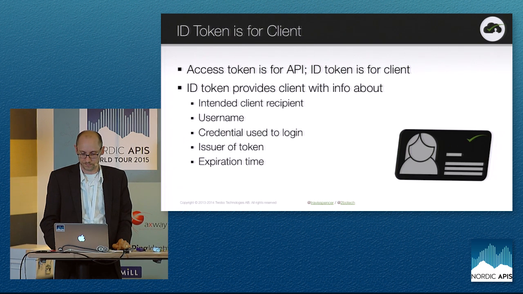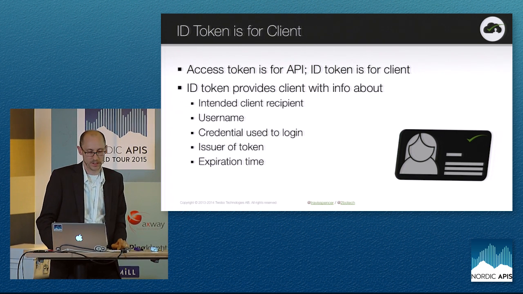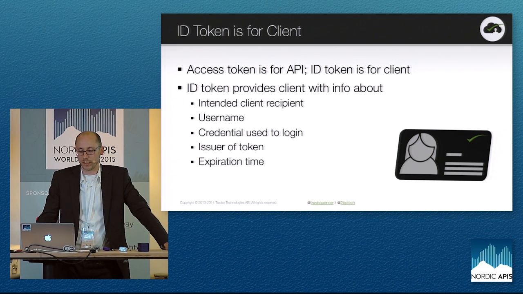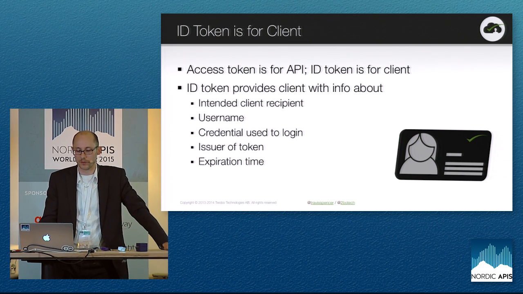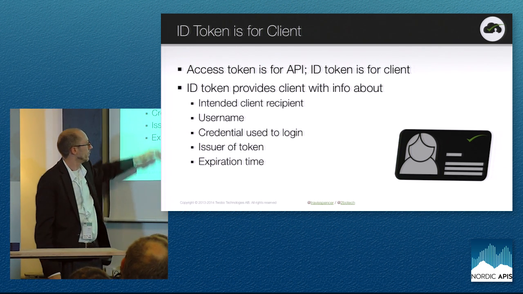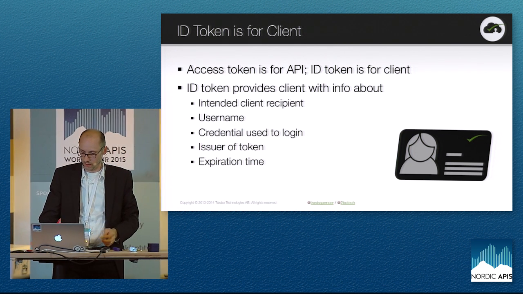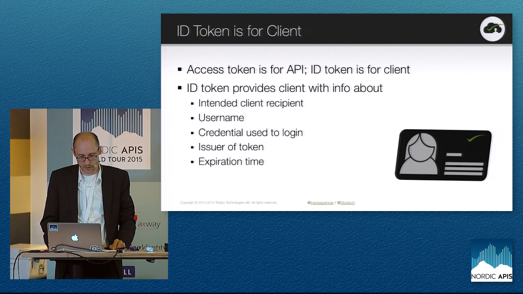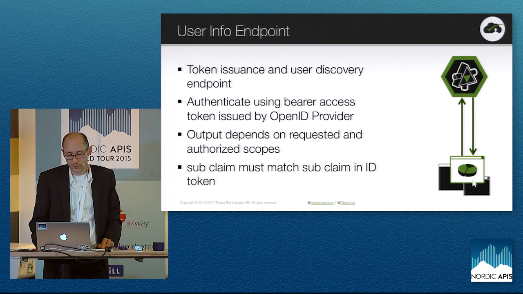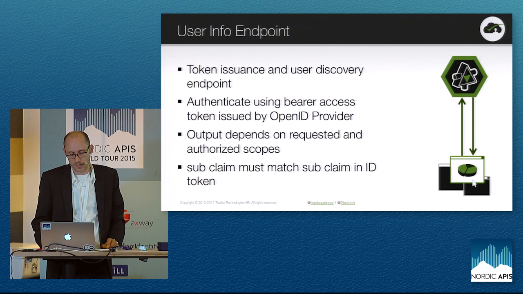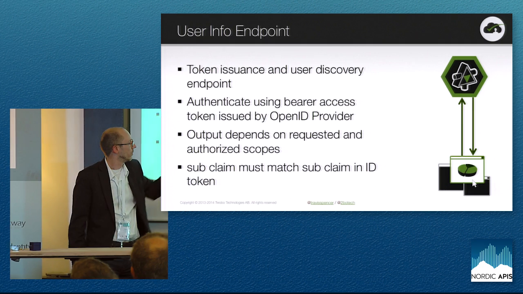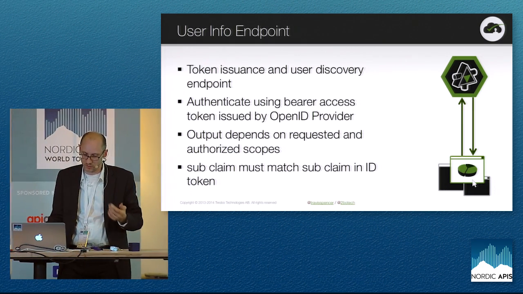So as I said, the ID token is intended for the client, and it's providing not only information so that the relying party can know it's for it, but it can also look at username, credentials that were used, things like that. So the user info endpoint is also useful for discovery, so learning new things about different APIs to call. Here the sub claim must match the claim in the ID token. Some details about the standard.